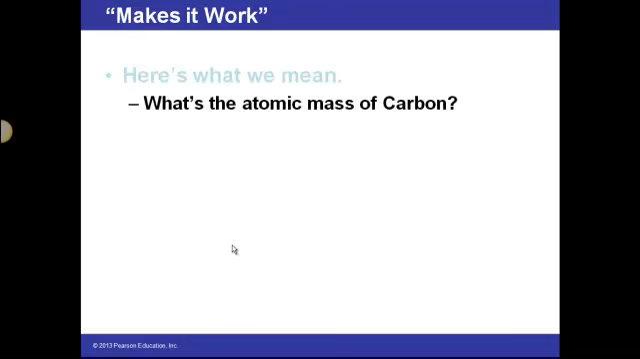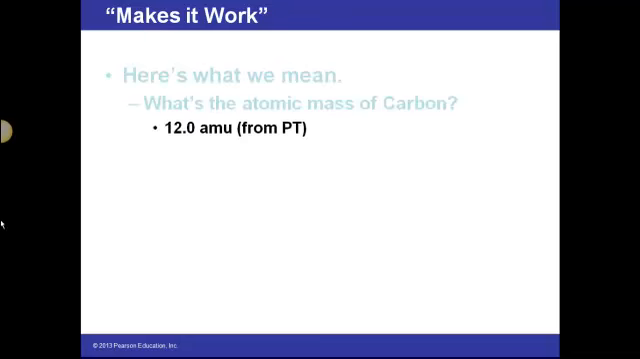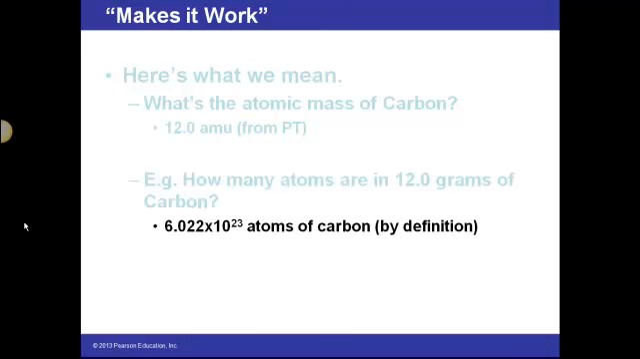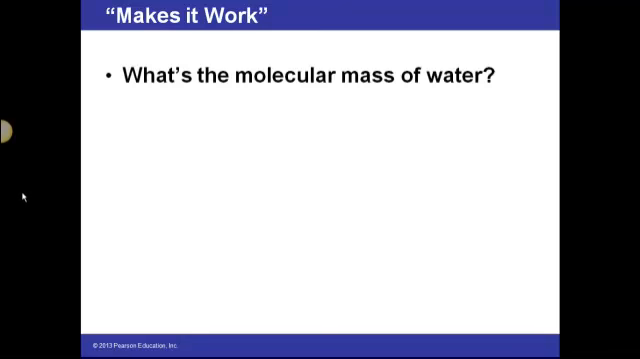So what's the atomic mass of carbon? We know from the periodic table it's 12 atomic mass units. So we can say how many atoms are in 12 grams of carbon. By definition, that has to be 6.022 times 10 to the 23rd atoms of carbon. And this is equivalent then to 1 mole.